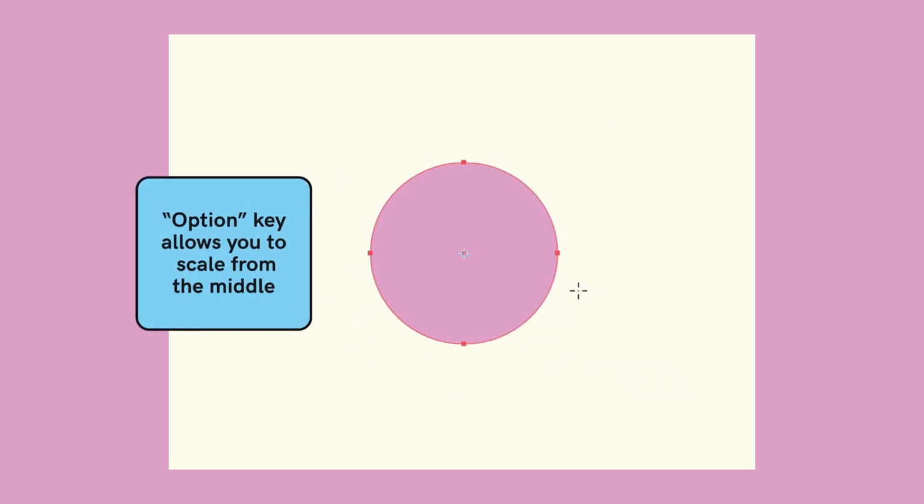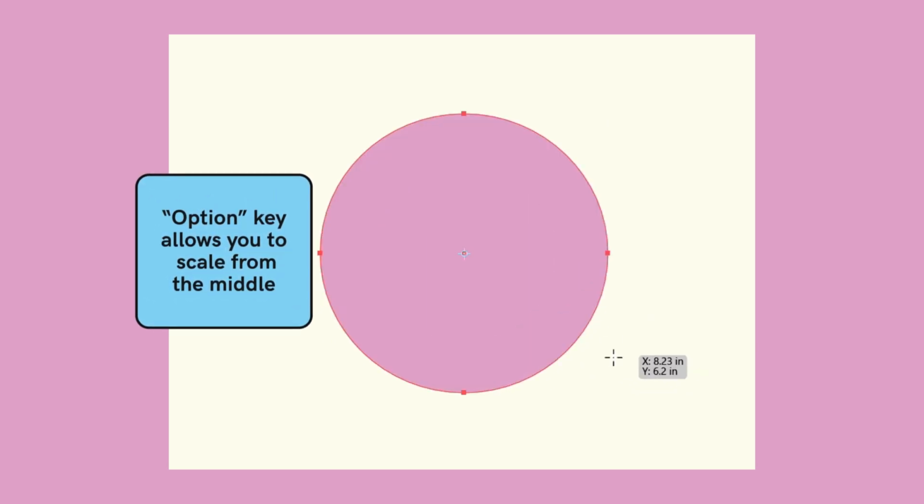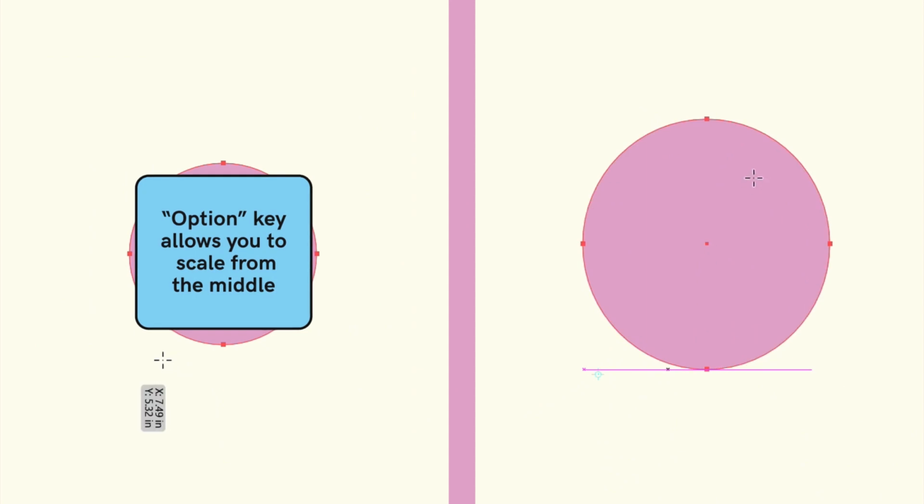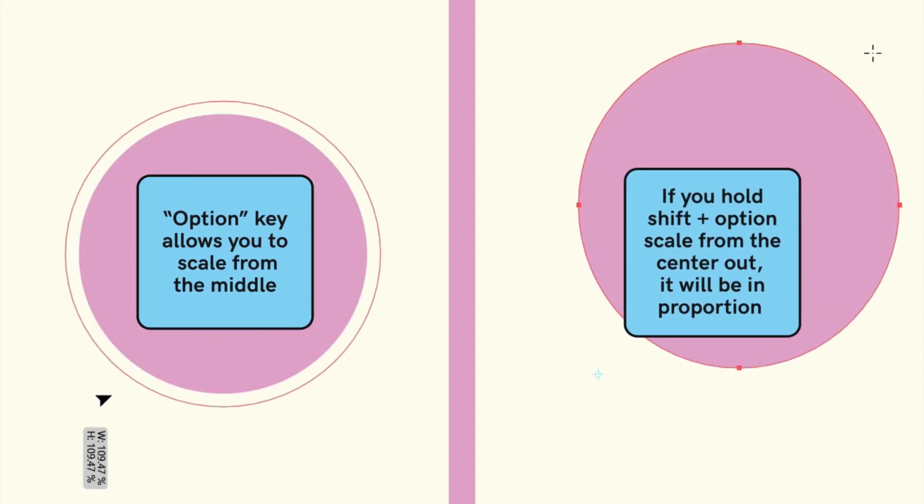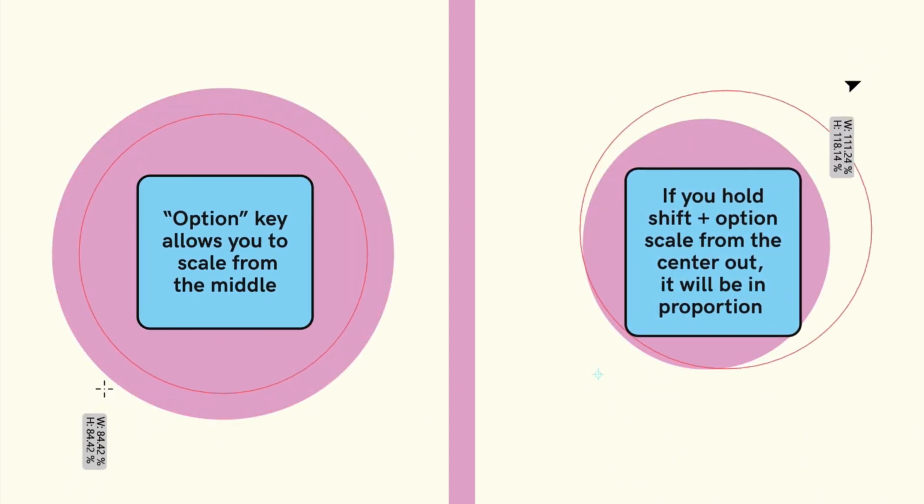The Option key allows you to scale from the middle, and to scale from the corner, if you hold Shift and Option, scale from the center and out and it will be proportionate.